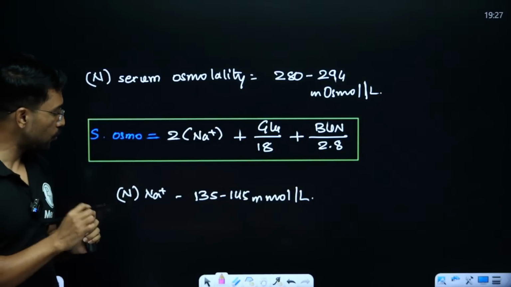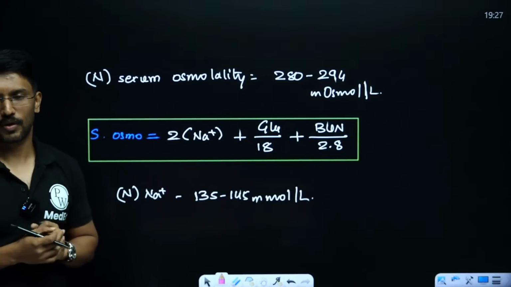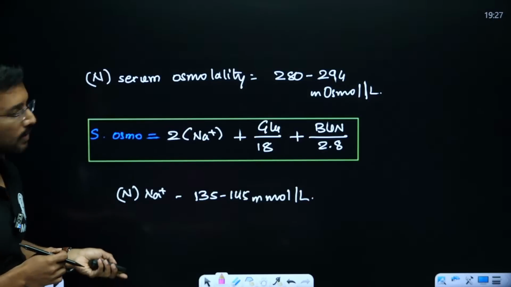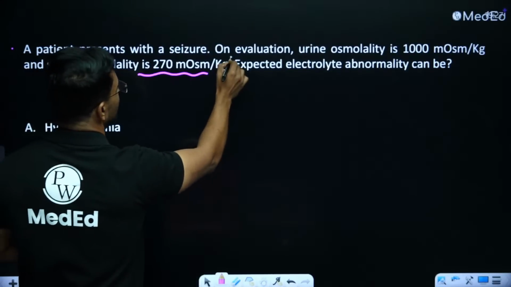If you have low sodium with normal serum osmolality, what do you suspect? So in this case, what is happening to the serum osmolality? Serum osmolality is decreased.